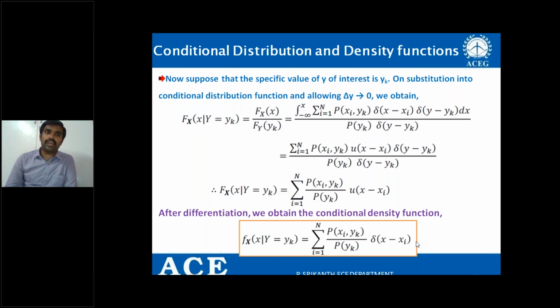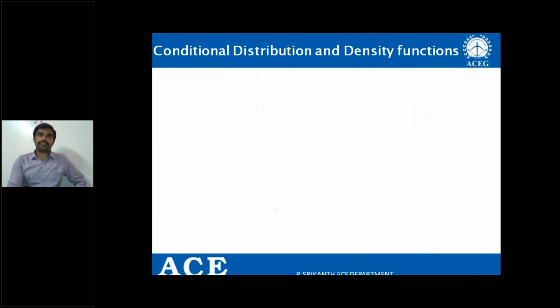Understood how to write the conditional distribution and conditional density. The only thing is you need to remember the conditional distribution and density function, which were discussed in the very first chapter. Then you can easily derive here. You have to remember the two formulae.